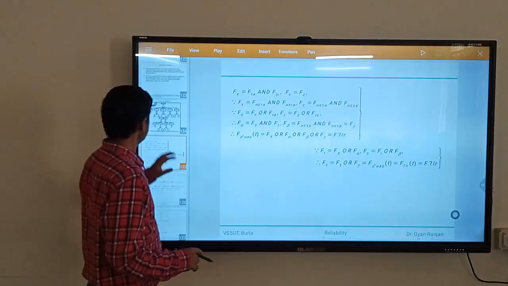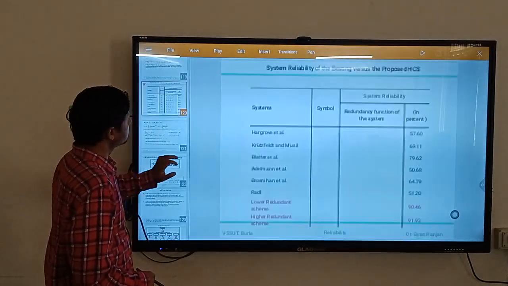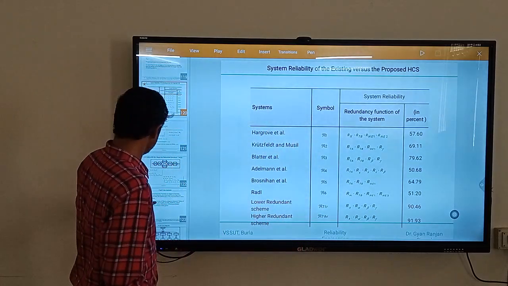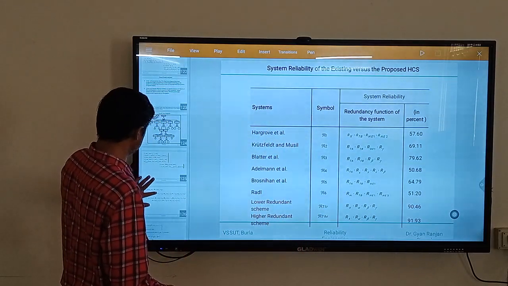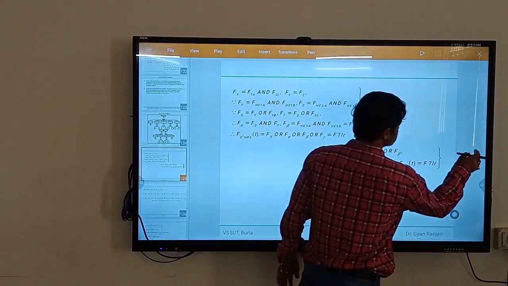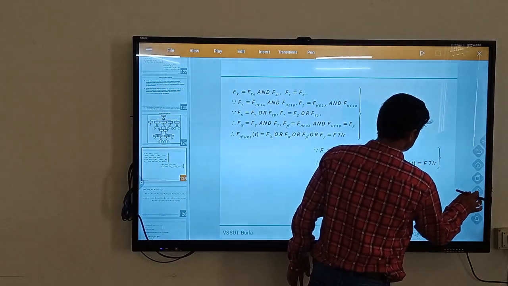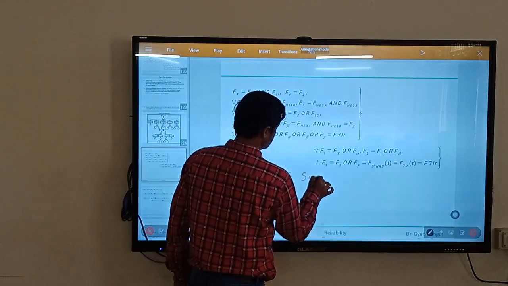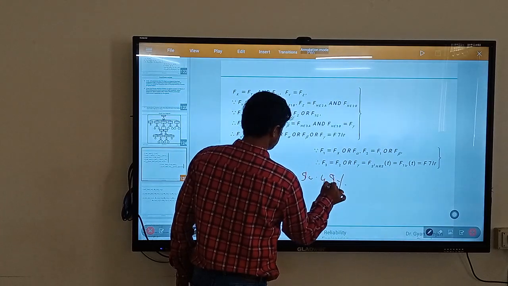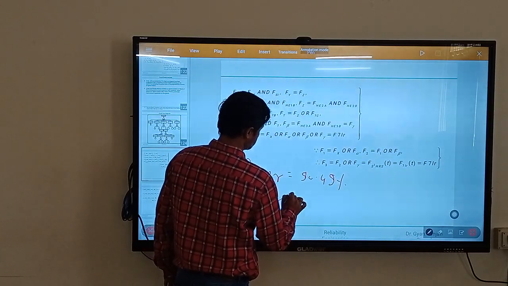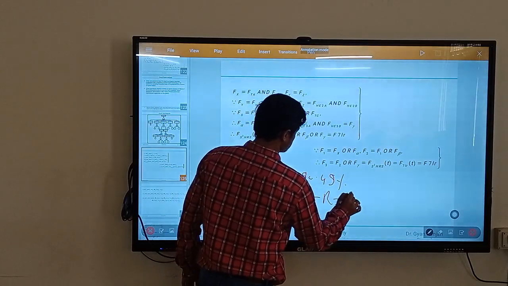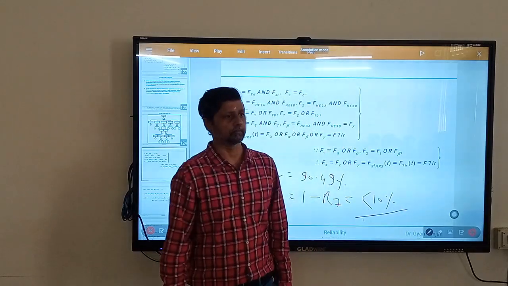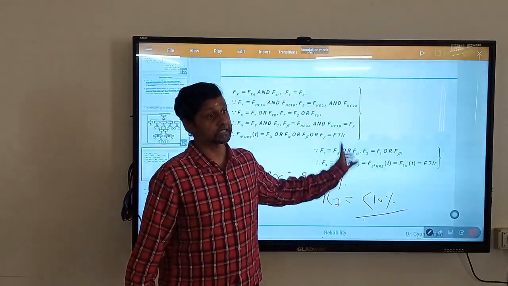Okay? How do you verify? Let's say how much did we get? 90.46. So what was that? RL, right? Lower redundancy. LR stands for lower redundancy. So if I say that my RLR is equal to 90.49%, that means what will FLR be? 1 minus R, okay? So it is roughly less than 9.5. That is the highest probability of failure.